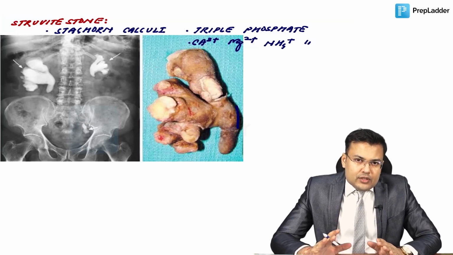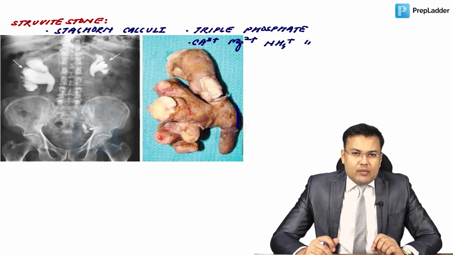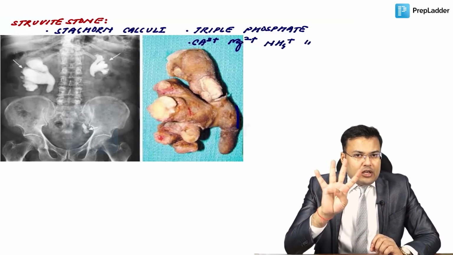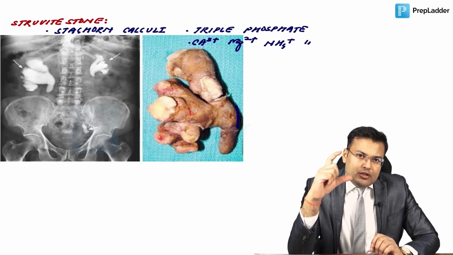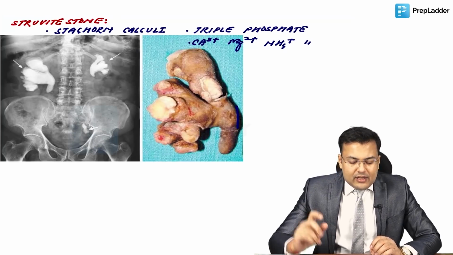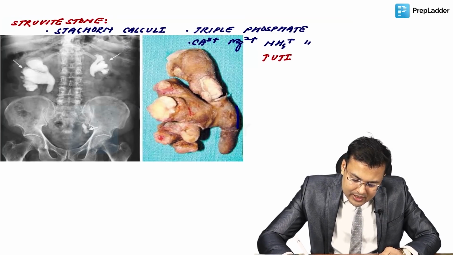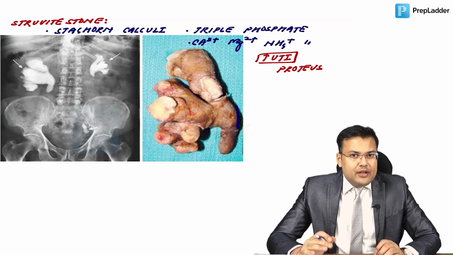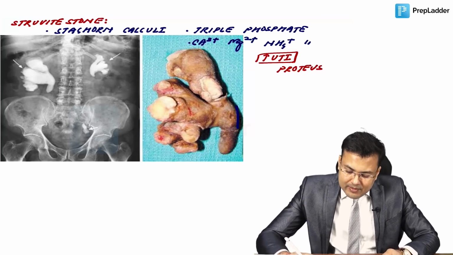This struvite stone is more commonly seen in females. Why? In females, the length of the urethra is 4 cm. So females have a shorter urethra, and because of this there is increased risk of UTI, especially by which organism? Proteus. This Proteus produces one enzyme, urease, and this urease is going to convert urea into ammonia.